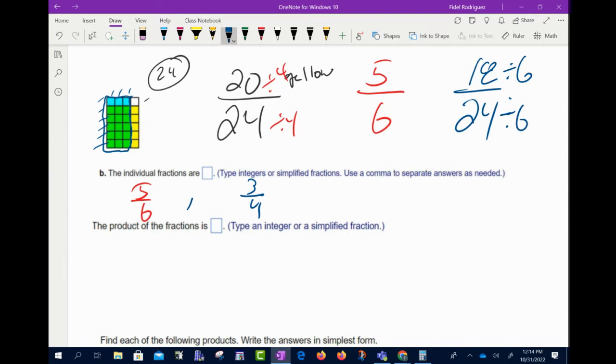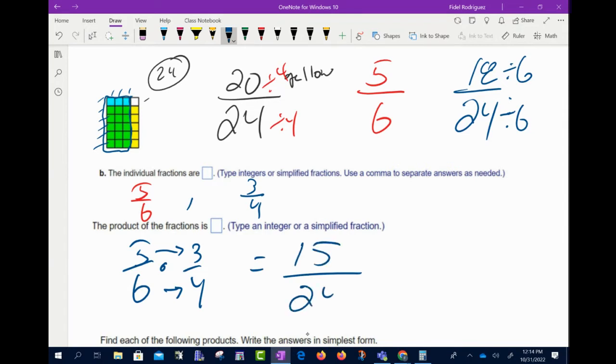So when I multiply straight across, right, 5 over 6 times 3 over 4, I go straight across. 5 times 3 is 15. 6 times 4 is 24. Okay. Again, y'all, I want you to think about my picture, right? Remember, yellow and blue make green, right? So how many green squares, or yeah, little squares do I have? 1, 2, 3. 1, 2, 3, 4, 5. So we have a total of 15 out of those 24, right?